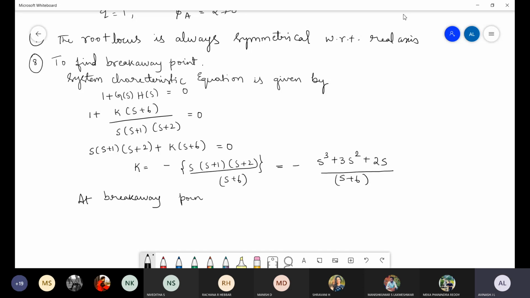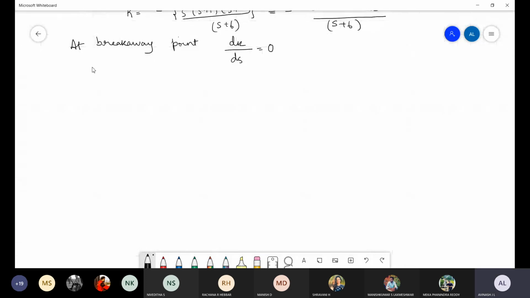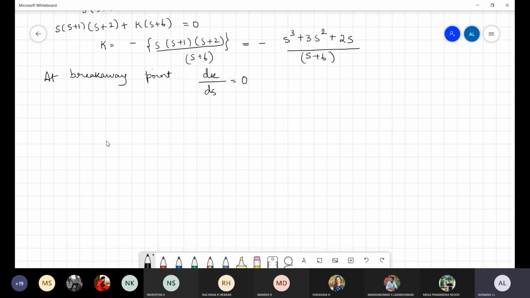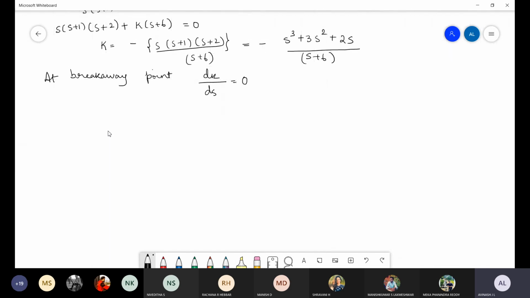So now after this we can go for the next thing, that is at breakaway point, dK divided by ds is equal to 0. So this is the condition that we have already learned. So now we need to differentiate K with respect to s. In this particular numerical, it is in the form of a divided by b, and you know how to differentiate the a divided by b form.